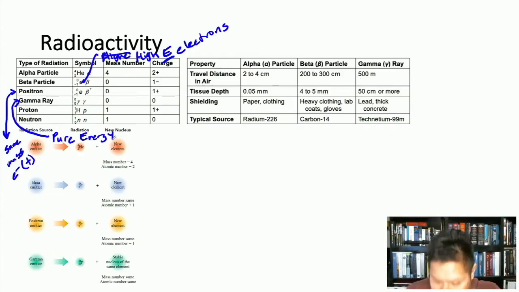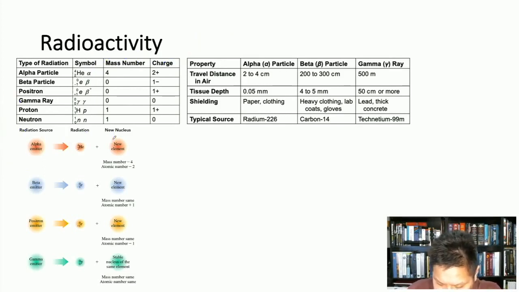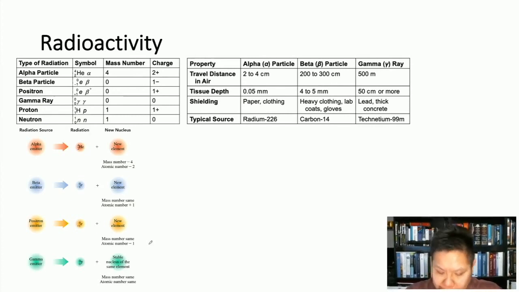So the next picture down here, let me clear off the screen a little bit. I don't really think I need to go over what a proton or a neutron is, because those nuclei can also expel protons and neutrons too, but you already know what that is. So the next picture is just a summary of the chart that we just did, in pictorial form. If you have an alpha emitter, a radioactive isotope that actually emits alpha particles, this alpha emitter will lose a helium nucleus and become a new element.